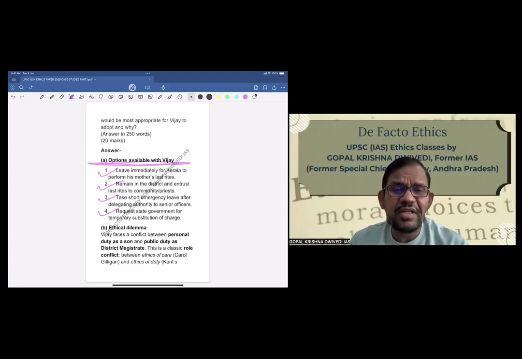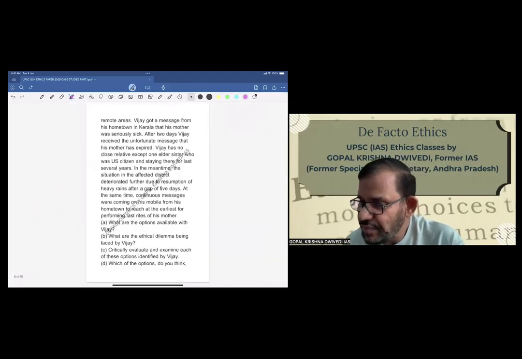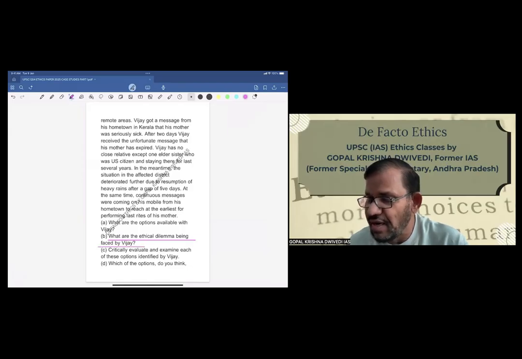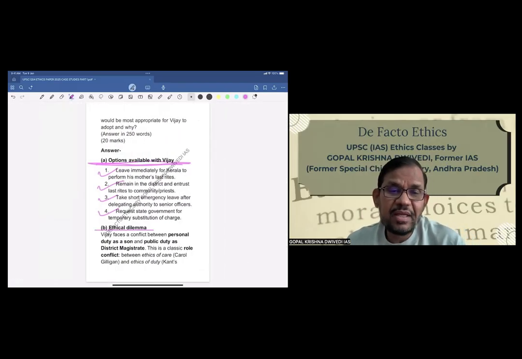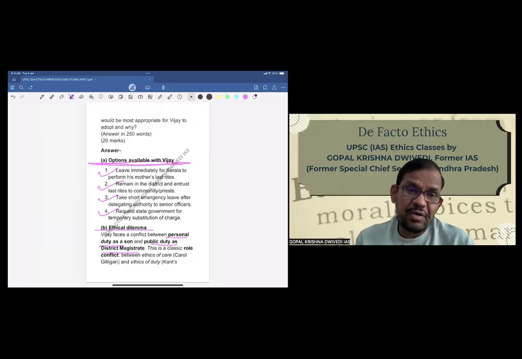Now, what is the ethical dilemma? The second question is, what are the ethical dilemmas being faced by Vijay? Vijay faces a conflict between personal duty as a son, which is very, very important, and public duty as district magistrate. On the one hand, he has a personal duty to perform the last rites of his mother. On the other hand, there is a public duty as district magistrate.